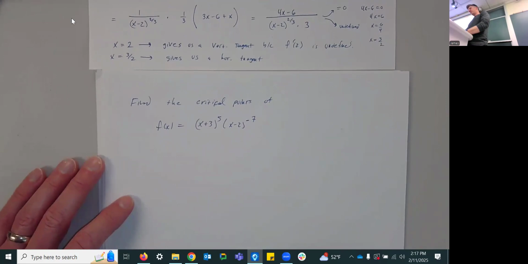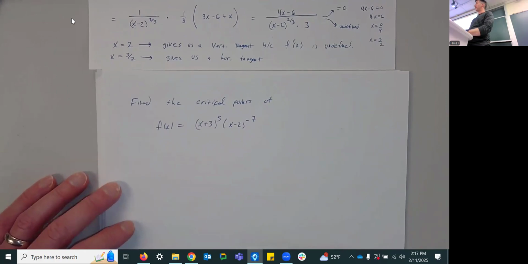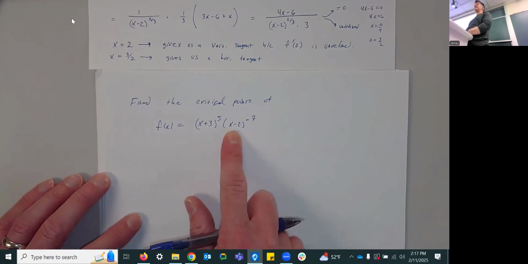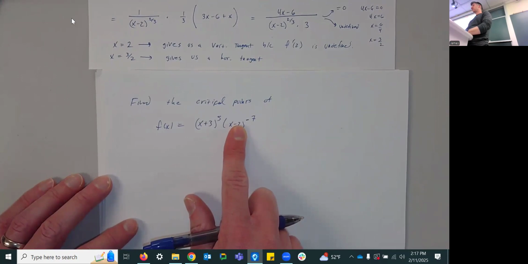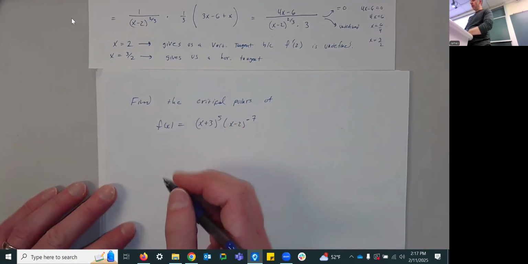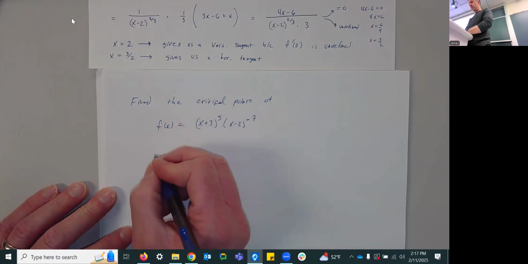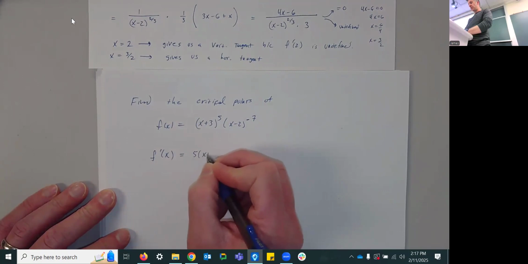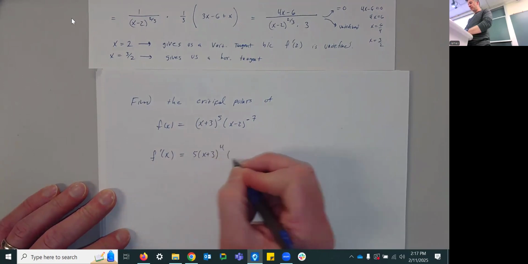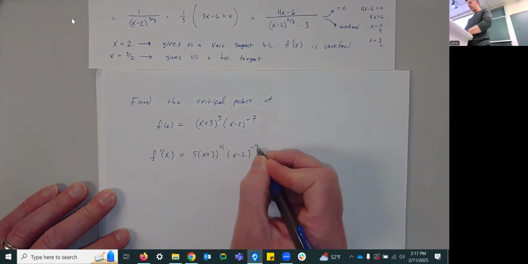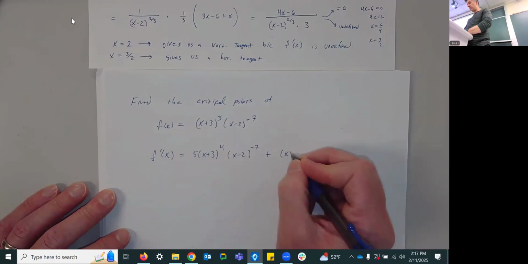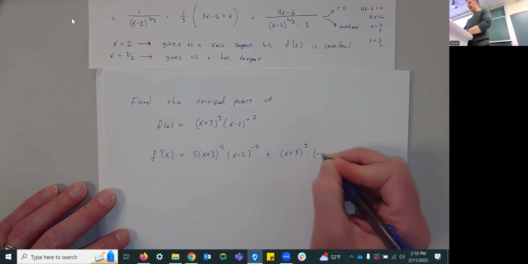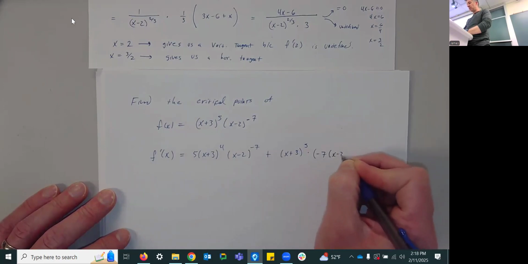I will point out this function is undefined at x equal to 2. So you plug in 2, you get 0 to a negative power, which is undefined. Anyways, so taking the derivative, using the product rule, it's going to be 5 times x plus 3 to the 4th times leave the other piece alone, plus switch it up, x plus 3 to the 5th times the derivative of the other piece, which is -7 times x minus 2 to the -8.